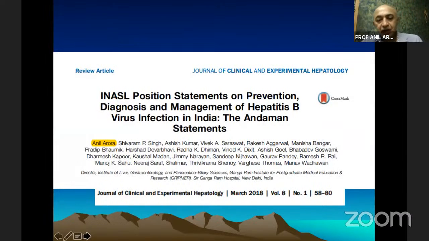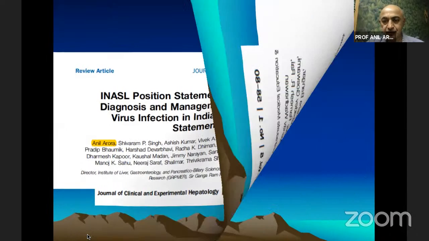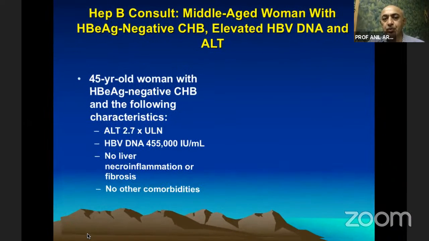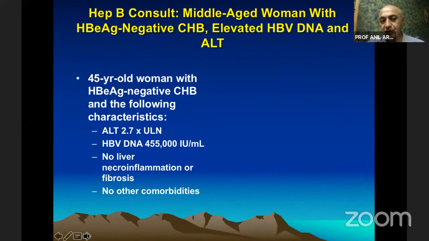We published our guidelines for management of hepatitis B in India. So we had this position statement, and this is available for reference from the Indian National Association for the Study of the Liver. Let's talk of some practical situations. A 27-year-old young man, E antigen positive, chronic hepatitis B, ALT with hardly any elevation, no inflammation, no activity. So this is the subgroup of patients who do not require any treatment.